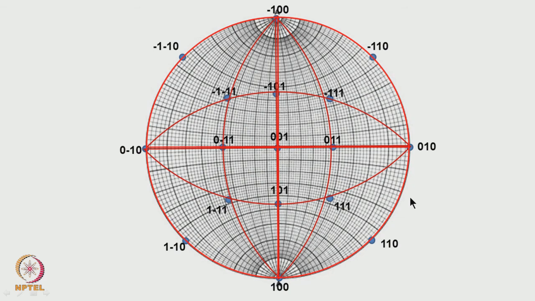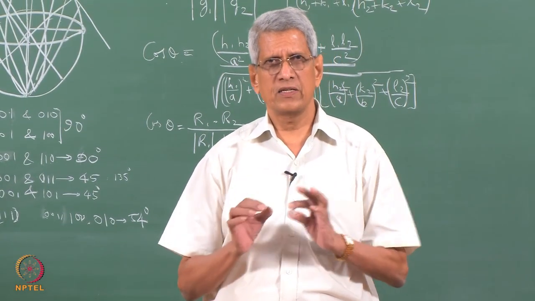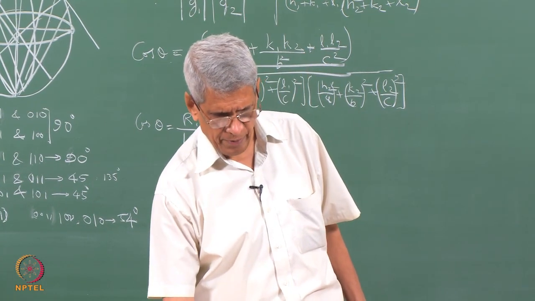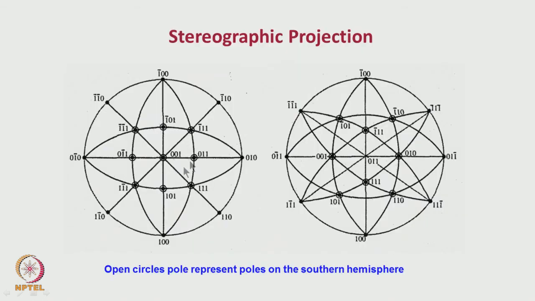Okay. But considering the general method of putting a cube at the center of the sphere, it is the nicest way in which we can visualize it and understand how a stereogram is developed. Okay. In this particular projection, what I am showing is the 001 projection.